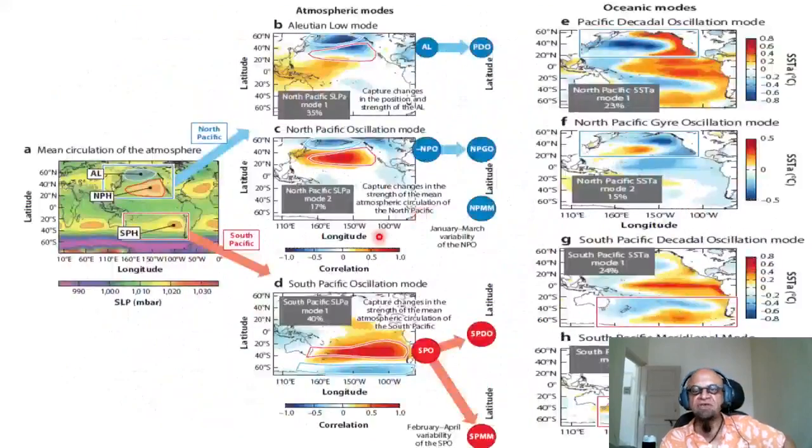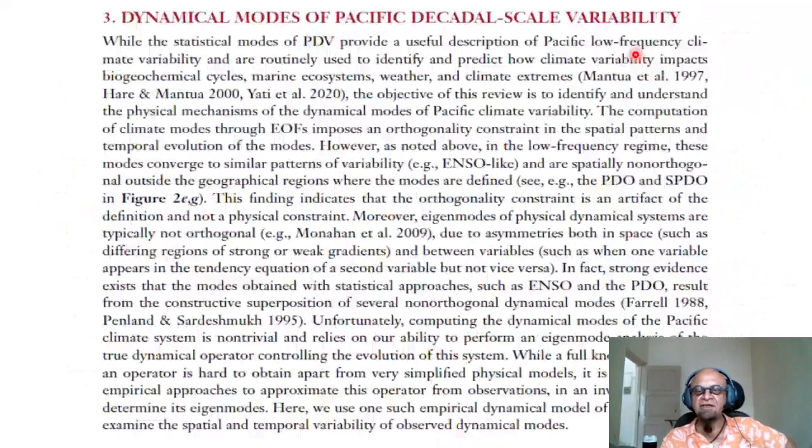So you can see the similarity of PDO and SPDO here. So that's the PDO signature here and the SPDO signature. So the meridional scale is different, but they look very similar, even though this one is focused on the South Pacific, but outside of that they can be similar, and that's the idea being discussed here in terms of orthogonality. This finding indicates that the orthogonality constraint is an artifact of the definition and not a physical constraint.